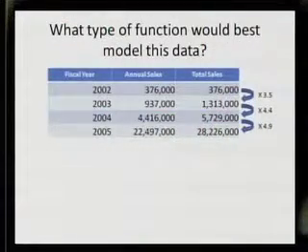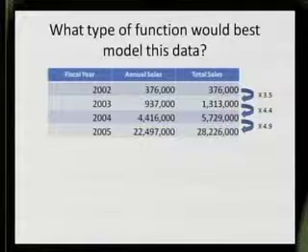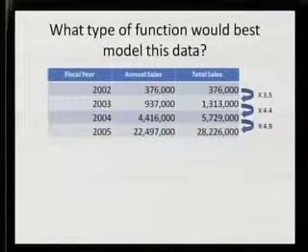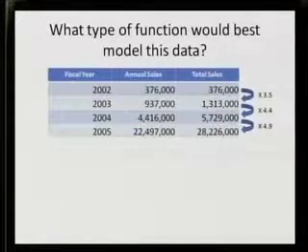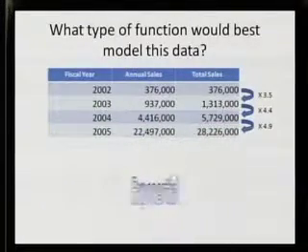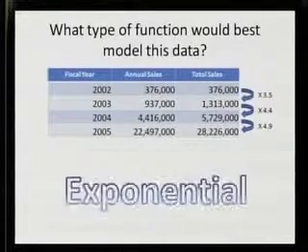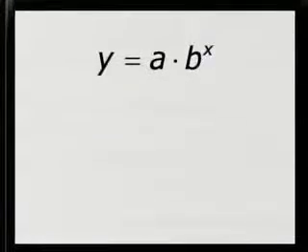The iPod was introduced by Apple in the fall of 2001. You can see that from 2002 to 2005, sales grew rapidly. What kind of function would best model this data? We see that every year the total sales increased drastically, leading us to use an exponential function to relate the year since 2002 and the total iPods sold.